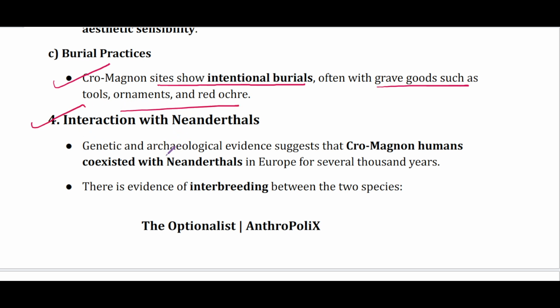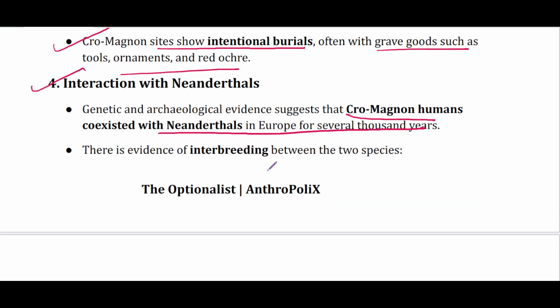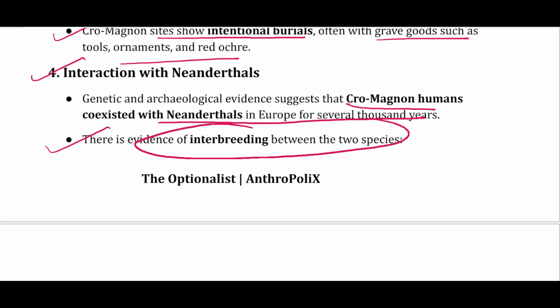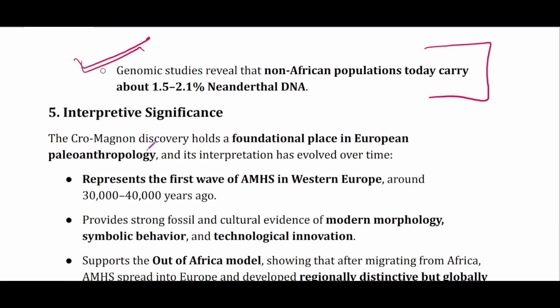Then there is evidence of interaction and coexistence between Cro-Magnon and Neanderthals for several thousand years, and there is evidence for interbreeding between the two species. And this statistic is already there with us.